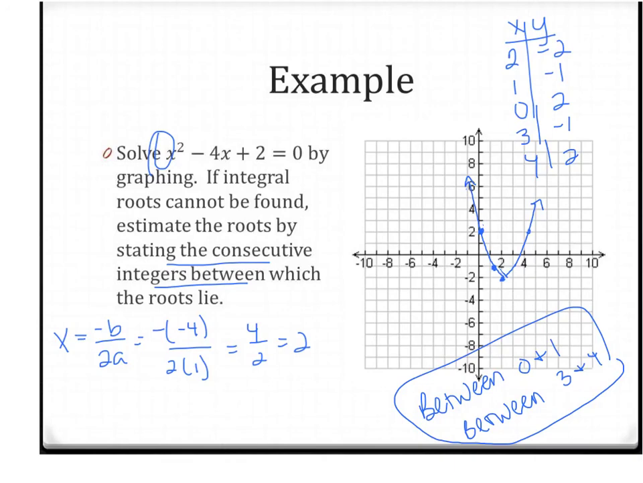All right, so there's 9-2. That is our third way of solving a quadratic, solving by graphing. Remember, you're looking for your x-intercepts.